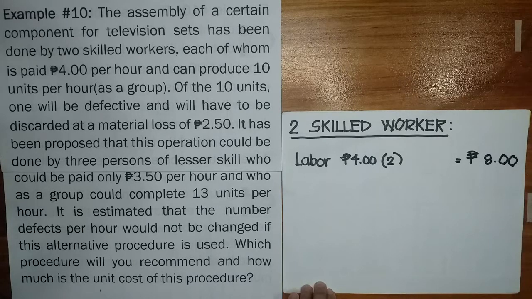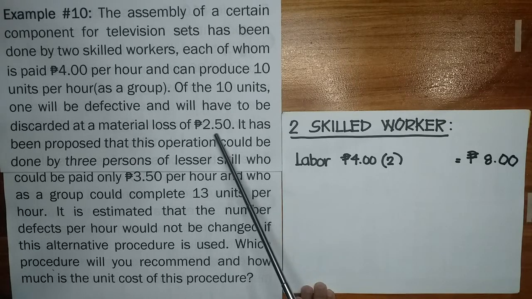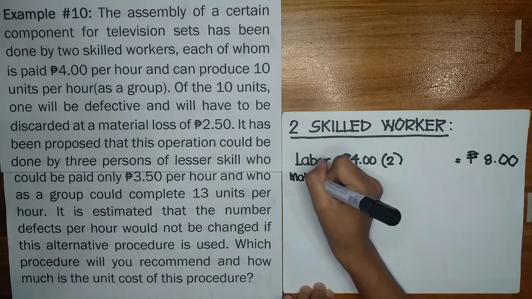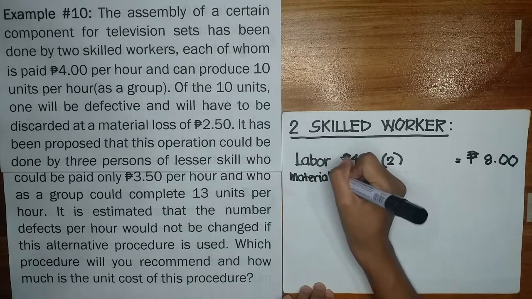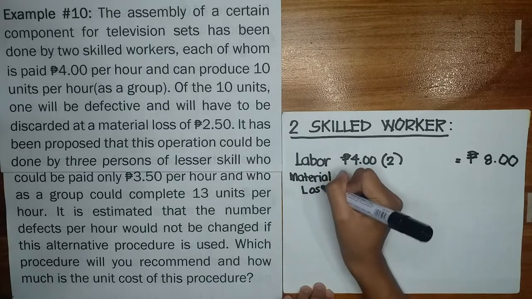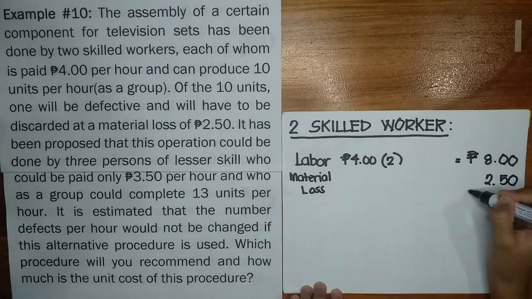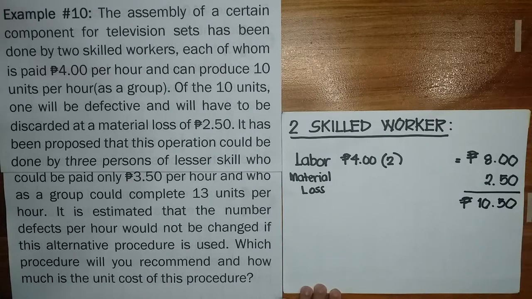Tapos, sinabi din na meron kang material loss na 2 pesos and 50 centavos. So, isama natin siya dun sa gastos. Material loss is 2 pesos and 50 centavos. Then, wala na naman tayo ibang gagastusin. So, i-total na natin ito. We have 10 pesos and 50 centavos.